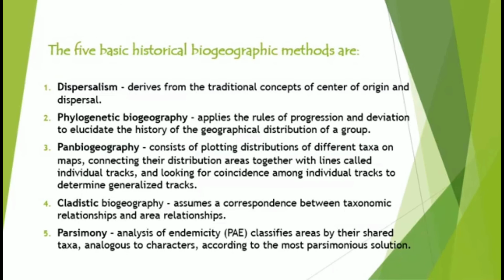Number two, phylogenetic biogeography applies the rules of progress and division to elucidate the history of the geographical distribution of a group. Phylogeny is the history of the evolution of a species or group, especially in reference to lines of descent and relationships among groups of organisms.